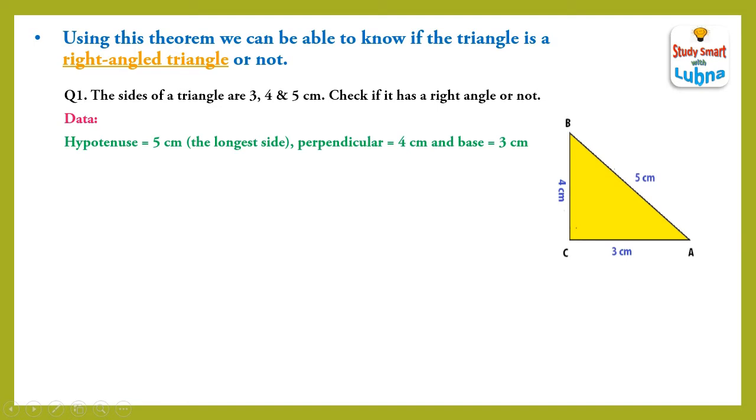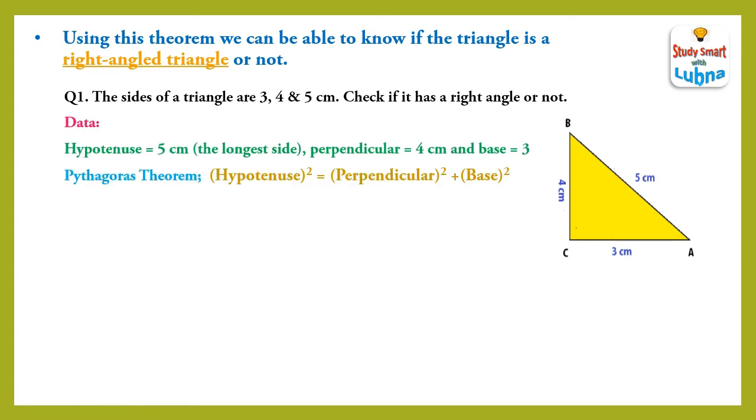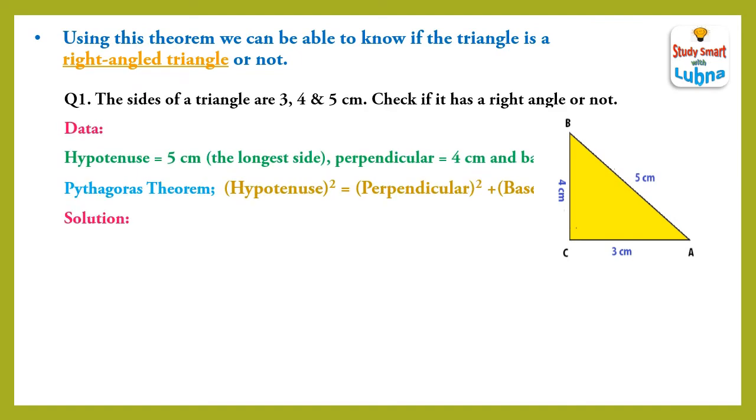Now we have to check whether the triangle has a right angle or not. Using Pythagoras theorem, we know hypotenuse square equals perpendicular square plus base square. So we will put the values of hypotenuse, perpendicular and base in the Pythagoras theorem. So it will be 5 square equals 4 square plus 3 square. Now we will solve it. 5 square equals 25, 4 square equals 16 and 3 square equals 9. Now we will add 16 and 9. 16 plus 9 equals 25.